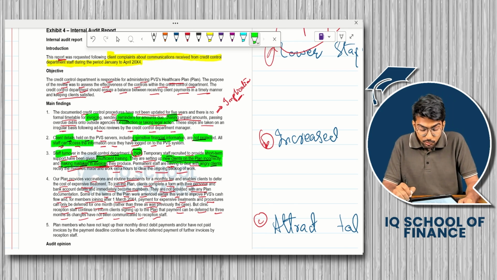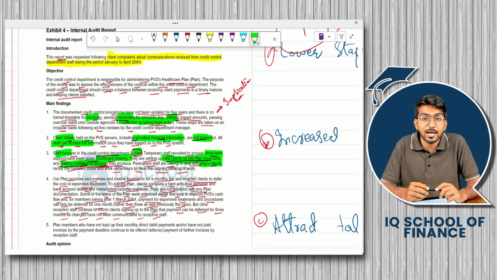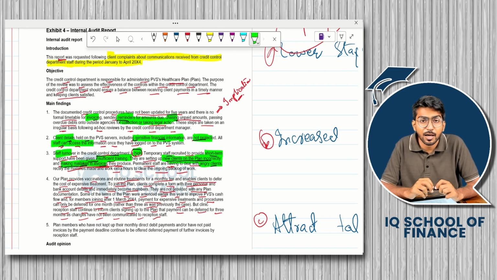So if I would conclude this paragraph, there is a case that for the expensive and costly treatment or the vaccination, your client has the option that he or she will be paying the amount or the fees of the treatment or the vaccination 3 months later, after the treatment. But the other thing is that the client is not provided any details of the plan.